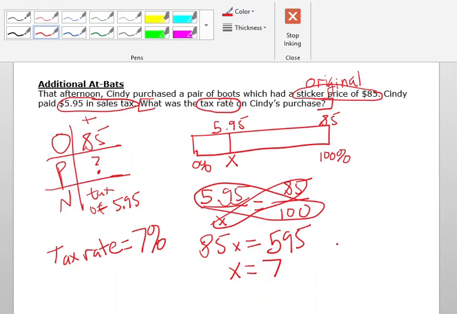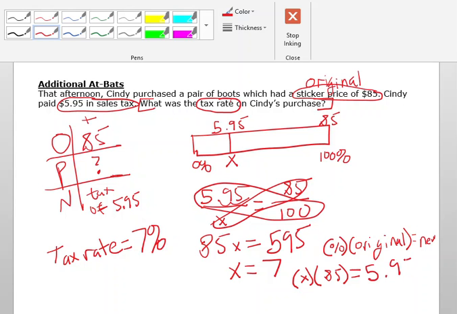Now, again, the other way I could have done that is where I would normally have my percent times my original equals my new, right? Here I would have x, because I don't know what it is, times 85 is equal to 595, right? What I paid in 595.